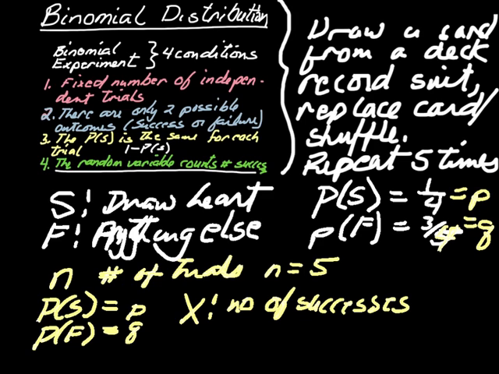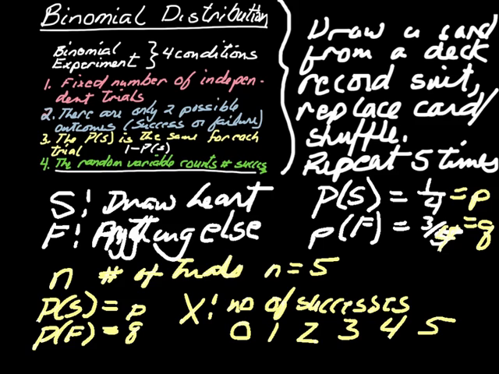So in 5 trials, how many successes can I get? Well, it turns out in 5 trials I could draw 0 hearts, or 1 heart, or 2 hearts, or 3 hearts, or 4 hearts, or all 5 cards could be hearts. Okay? And this is how your number of successes tends to work.